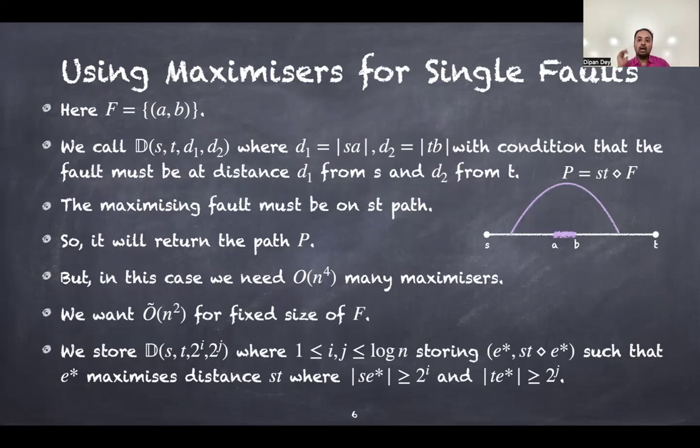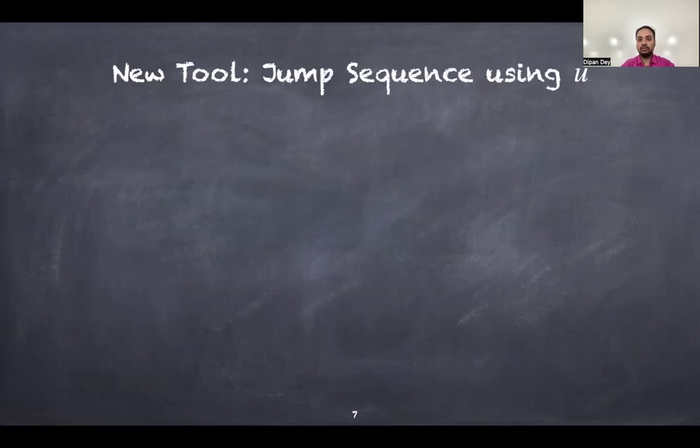So that is log n many possibilities again, such that the distance of the fault set E star should be at least a distance 2^i from S and 2^j from T. So these maximizers will be at most Õ(n²) many maximizers. Before we use these maximizers, let us discuss a tool which we have discovered, which is jump sequence using a particular vertex U.